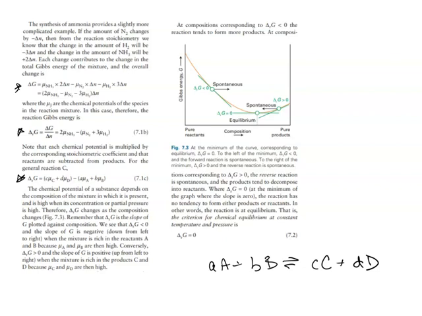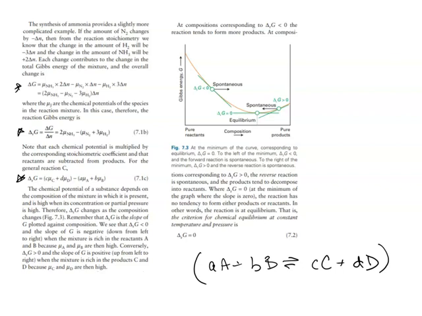We can approximate the change in Gibbs energy for the reaction, or delta GR, for this reaction with 7.1c. The chemical potential of a substance depends on the composition of the mixture in which it's present, and is high when its concentration or partial pressure is high. Therefore, delta GR changes as the composition changes, as we're seeing in figure 7.3. Remember that delta GR is the slope of G plotted against composition.